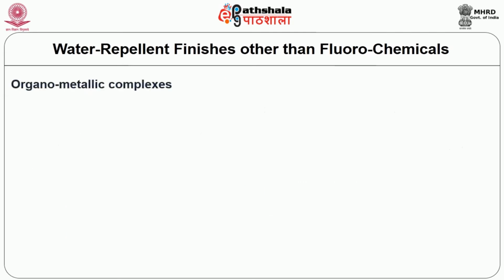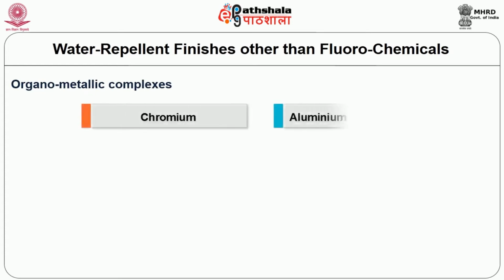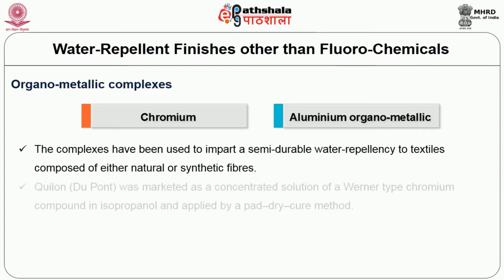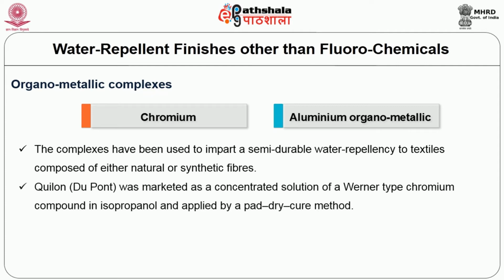The fifth one is organometallic complexes. Both chromium and aluminum organometallic complexes have been used to impart a semi-durable water repellency to textiles composed of either natural or synthetic fibers. Quilon, that is DuPont, was marketed as a concentrated solution of Werner type chromium compound in isopropanol and applied by a pad dry cure method.